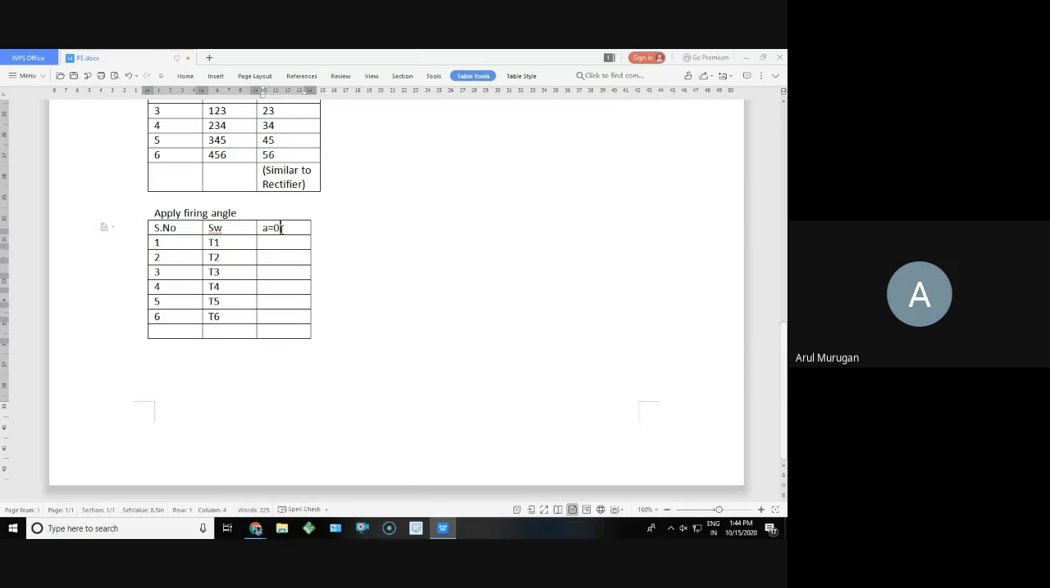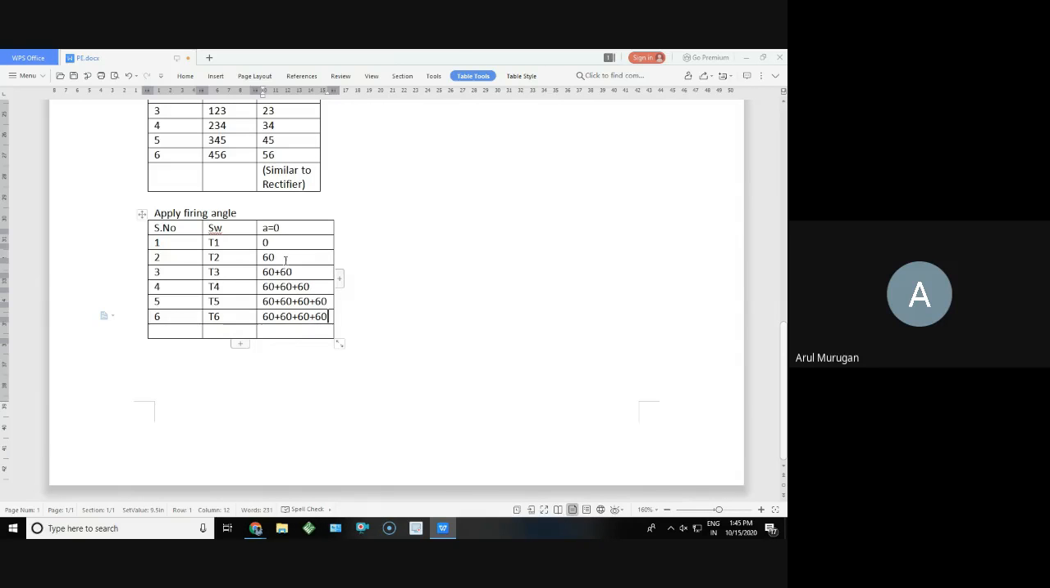Firing angle alpha equal to 0 means you start with 0. Then from 1 to 2, what is the angle difference? 60 degrees. From 2 to 3, the same 60, so 60 plus 60. From 3 to 4, 60 plus 60 plus 60. From 4 to 5, plus 60 again. From 5 to 6, 60 degrees again. This is the angle differentiation.